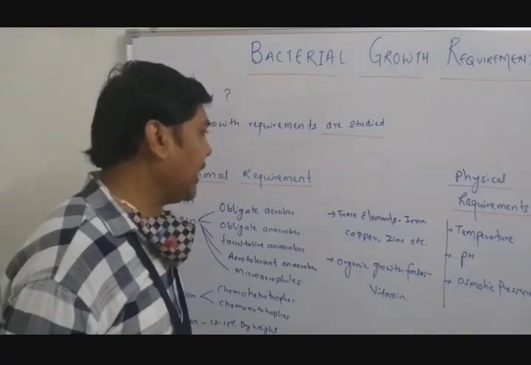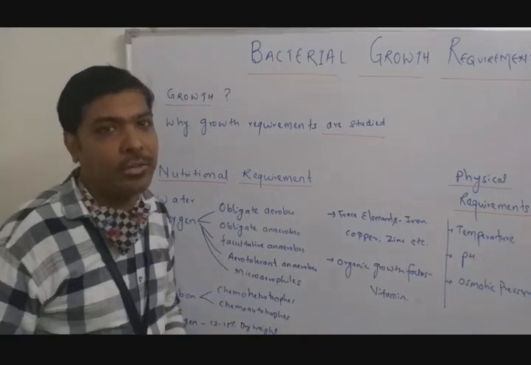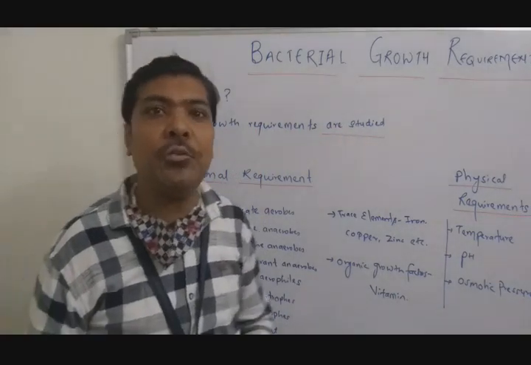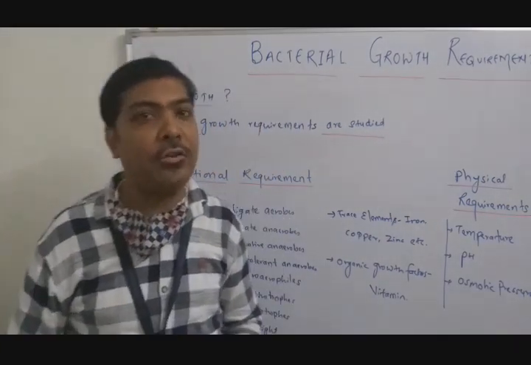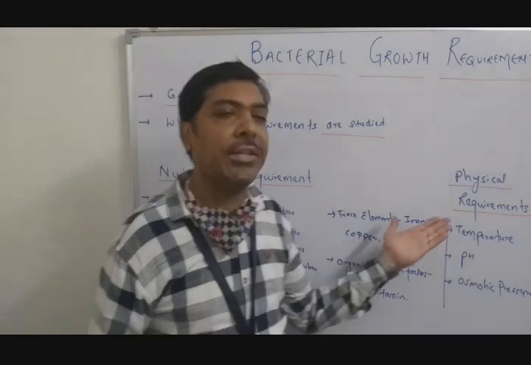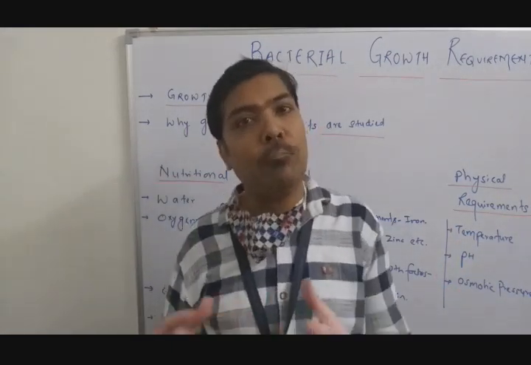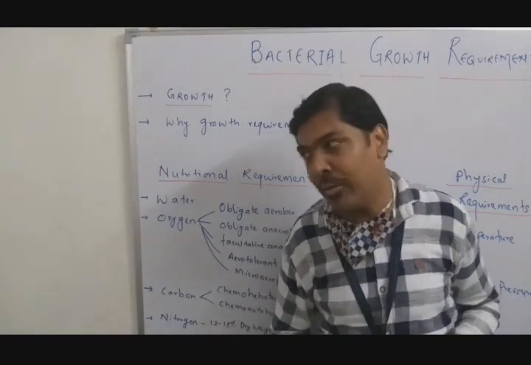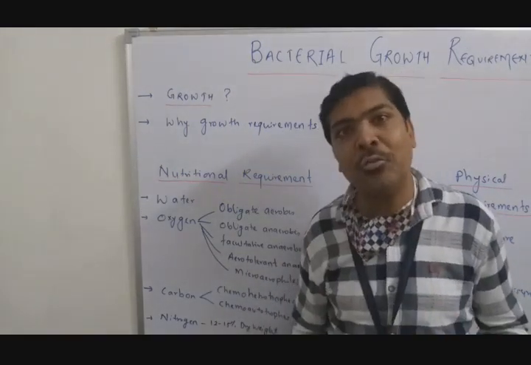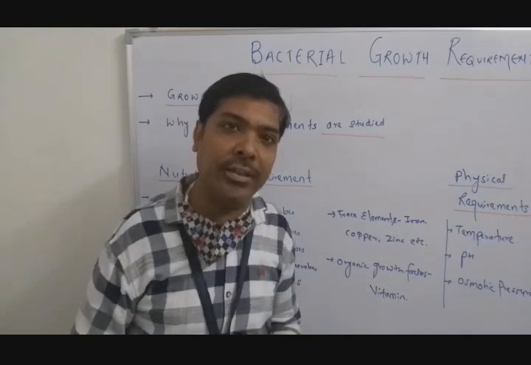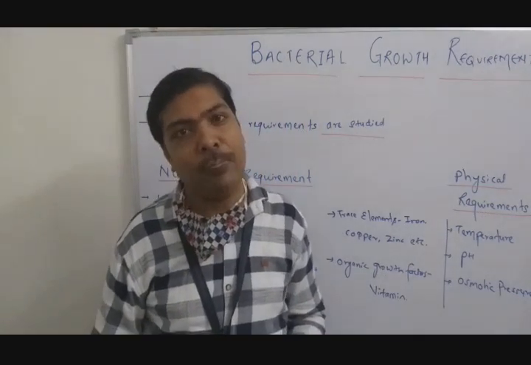Now, coming to the next point. The bacterial growth requirements are divided into two categories. Number one is the nutritional requirement and number two is the physical growth requirement. In this class, we'll study both categories of growth requirement. First, we'll deal with the nutritional growth requirements, and secondly, we'll deal with the physical growth requirements of the bacteria.